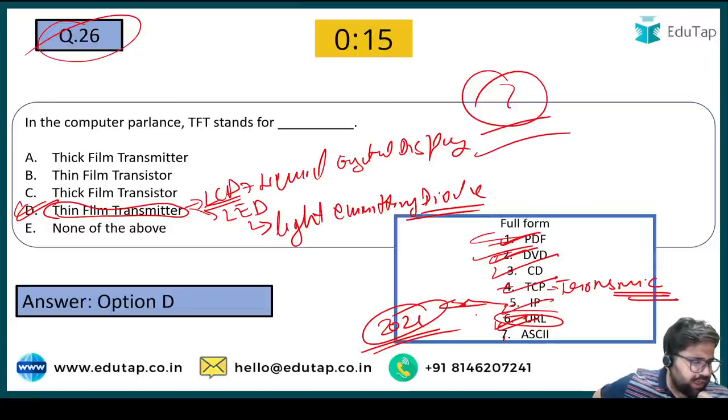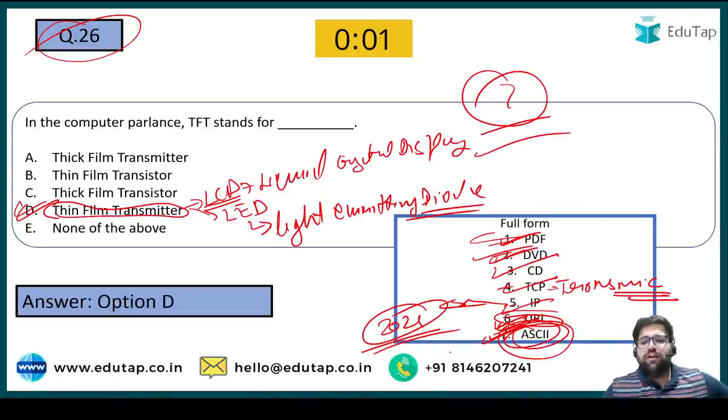Your last, I should say your last, uniform resource locator. Yes, your last. Now let's come to ASCII. ASCII, how many of you know the full form? This is a very famous code which we use in the computer languages.